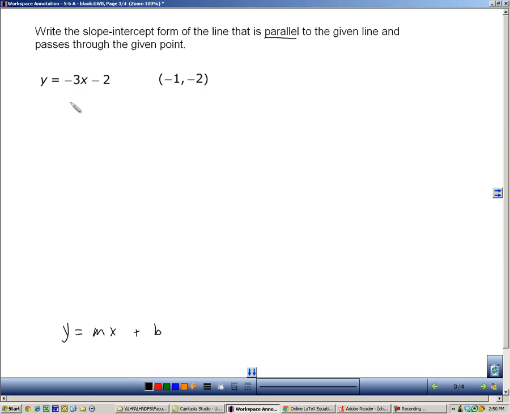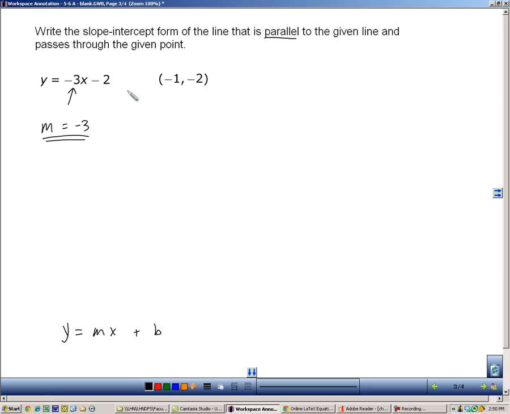So if you look at this one, the slope of this equation is negative 3. And since I want an equation that's parallel to that, that means my slope also needs to be negative 3. So we've just used this equation to find its slope and to find our slope because it's going to be parallel. We actually don't need this equation anymore. What we do need is this point, though.